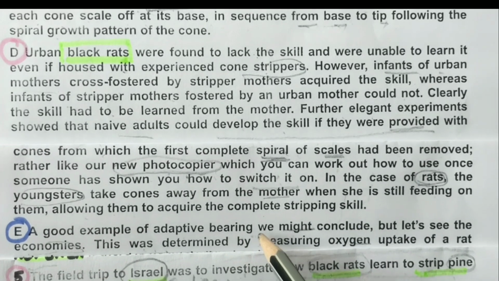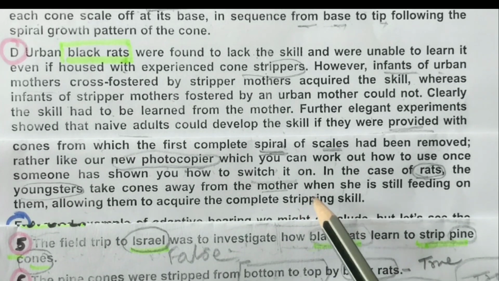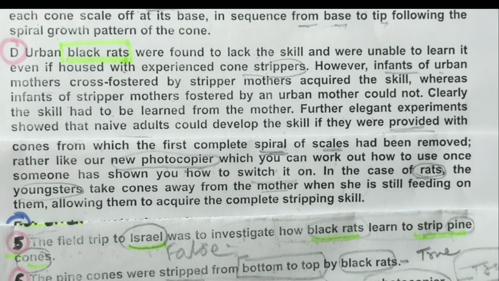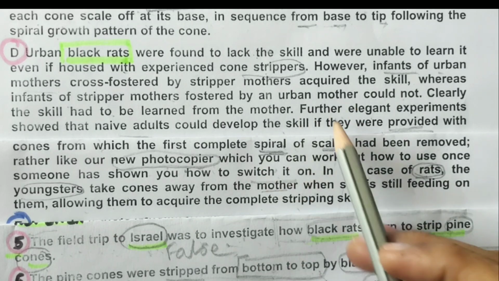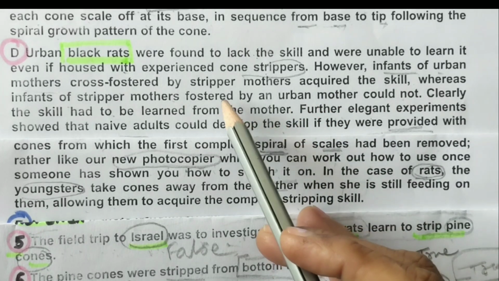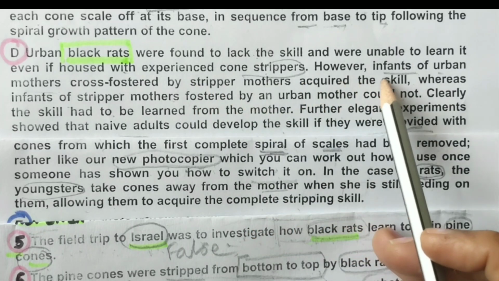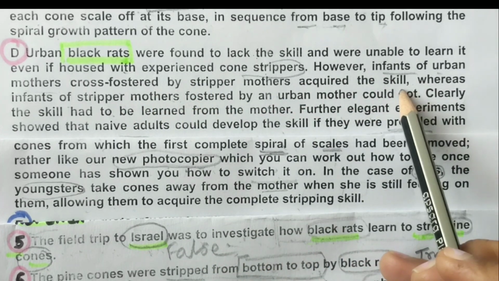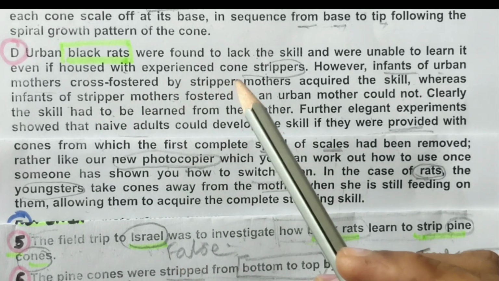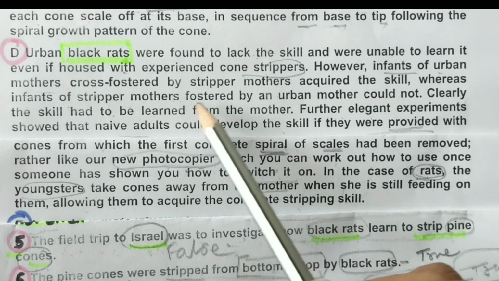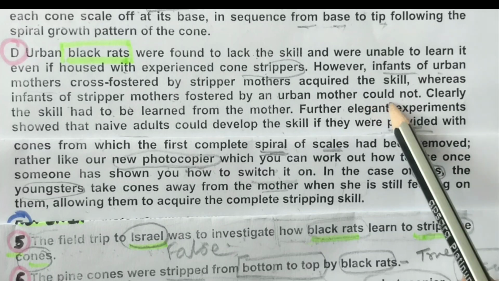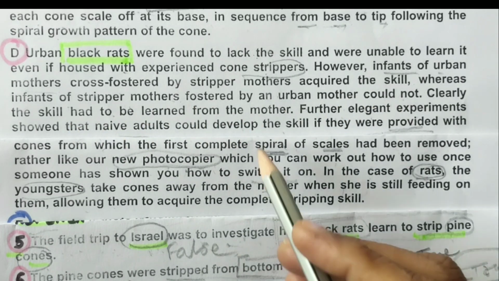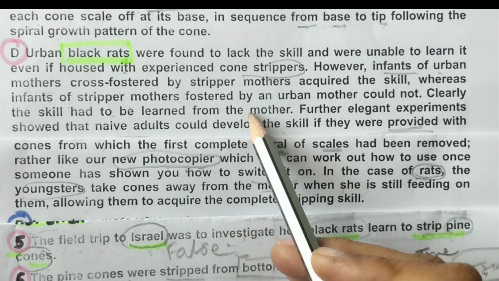So here they have started talking about another thing. So let's read it here. Let's find it. Is an instinct of black rats. So black rats and mother, here they are talking only. We can read it. Rats fostered by striper mothers acquired the skill, whereas infants of striper mothers fostered by an urban mother could not. Clearly the skill had to be learned from the mother. Yes, clearly the skill had to be learned from the mother.